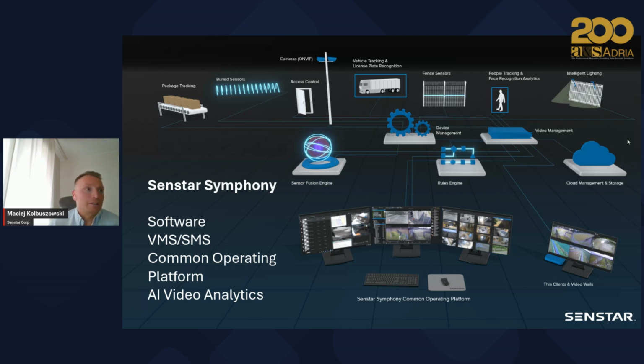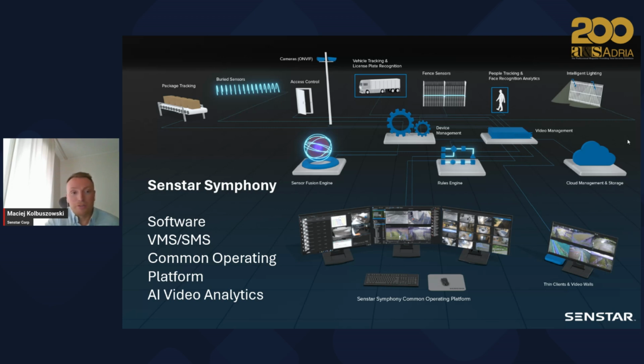which is also Canadian. So it became Senstar Symphony from iMetis Symphony. It's a software that is like a VMS, but it's also a security management system, and a common operating platform, which incorporates everything, including sensors, cameras, and different things, including access control, all in one platform. So this can be your one-stop shop for perimeter protection.